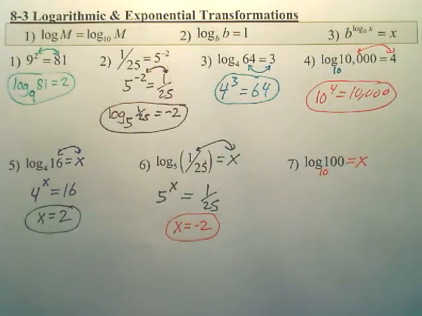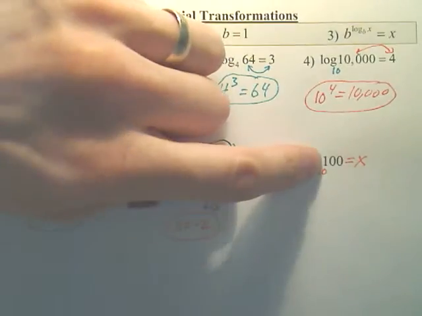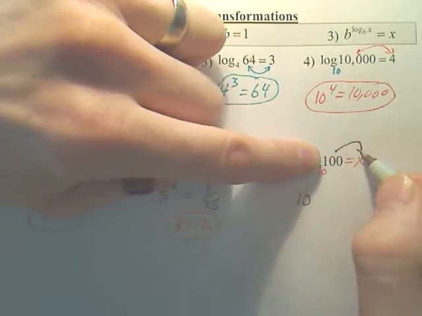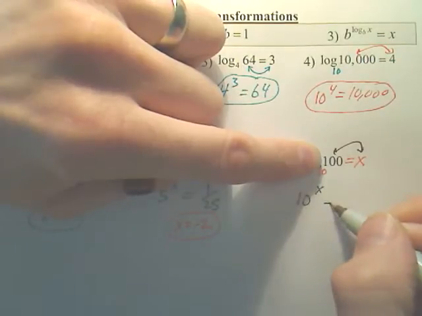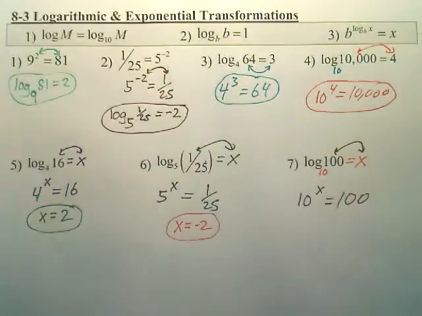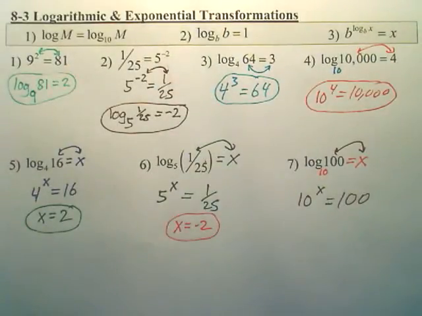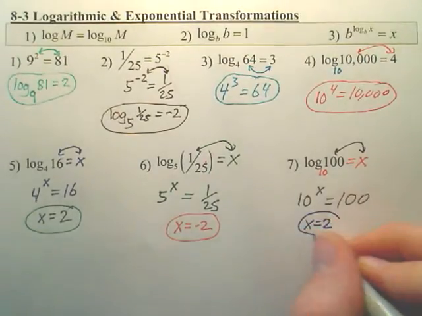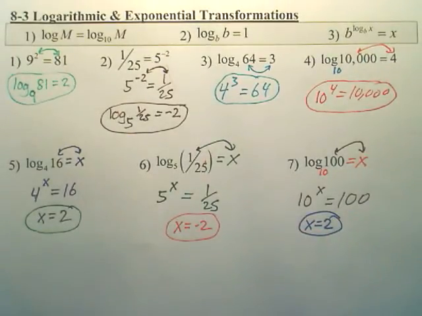Last step here. Problem is cover up the log. That leaves us 10. Switch these two. Then, from there, hopefully you can look at that and figure out what x is. And hopefully you understand that is squared, so x is 2. X squared.